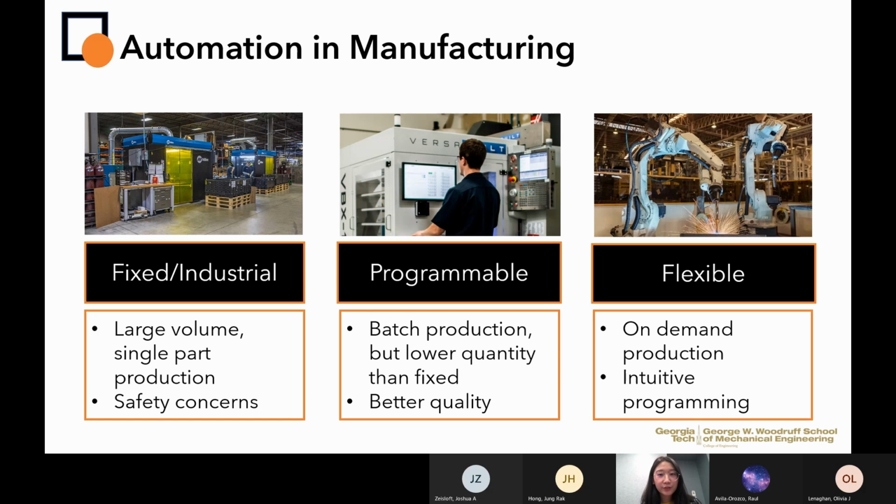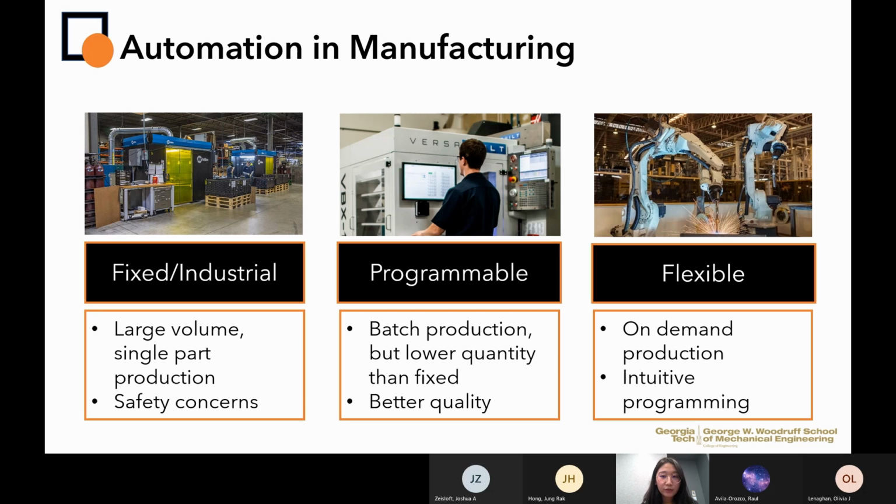Smart manufacturing systems are highly dependent on automation technologies. These are the 3 types of automation currently used in the industry. First of all, we have fixed or industrial automation, which refers to a rigid sequence of operations that have been automated. This is suitable for single part production in large volumes. However, there can be safety concerns for humans who work with the equipment.